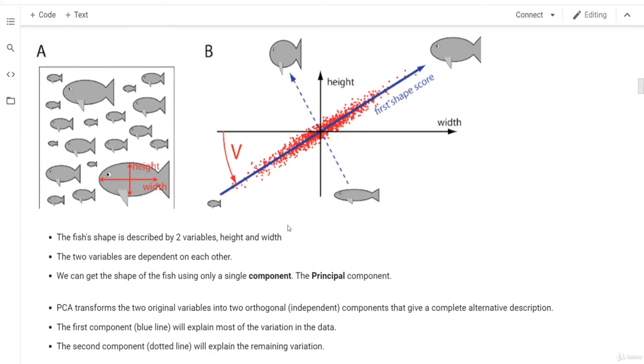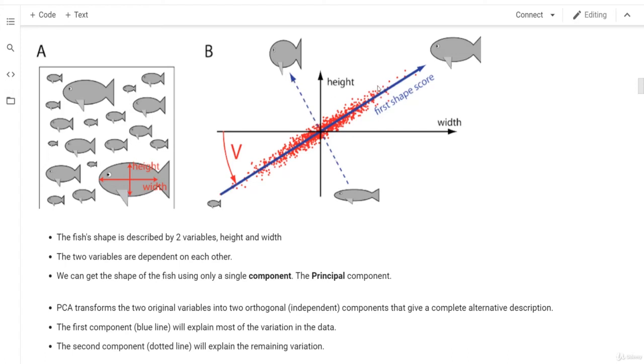So how does PCA work? PCA will basically transform the two original variables, which are the width and the height, into two orthogonal independent components. So what do we mean by orthogonal? We mean a dimension like this and another dimension perpendicular to the original dimension. We call these two dimensions orthogonal. And if they are orthogonal, then they are independent. So there is no relationship, no correlation between this feature and this feature.